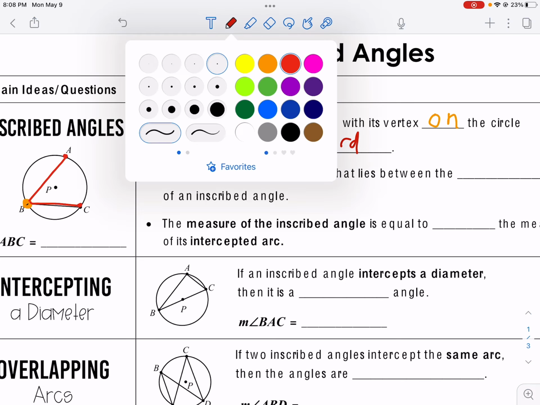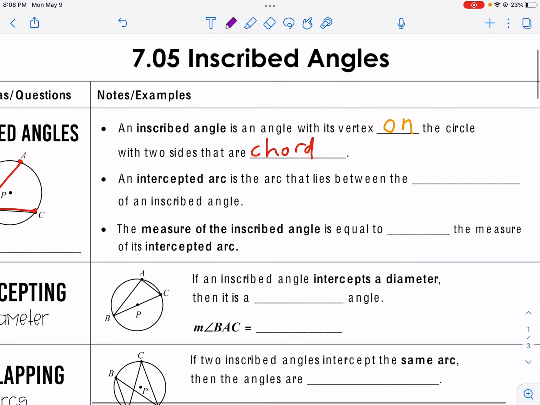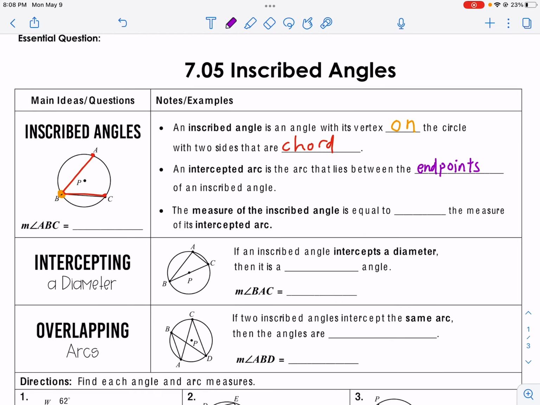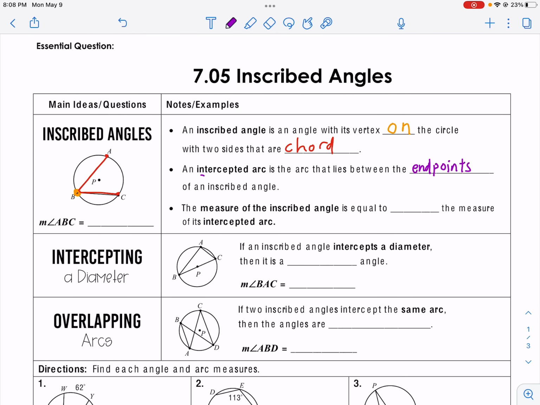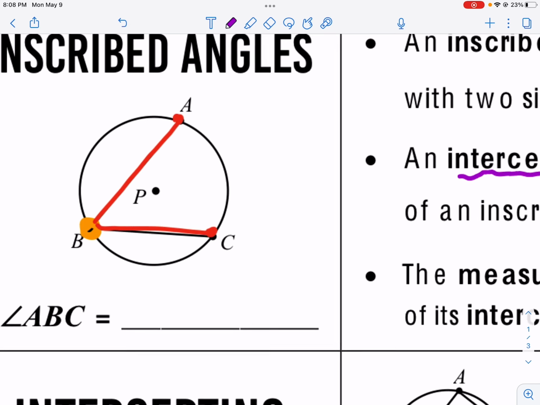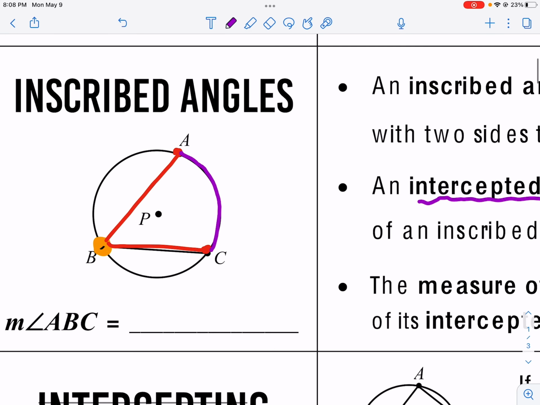An intercepted arc is the arc that lies between the endpoints of an inscribed angle. So the intercepted arc for this example that we're working with is going to be this one right here. It's the arc AC. So when I'm referencing the intercepted arc of angle ABC, it is arc AC.